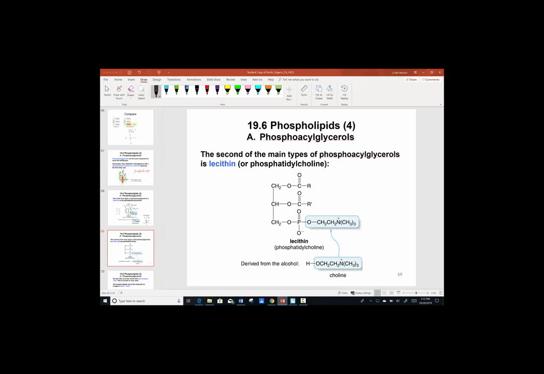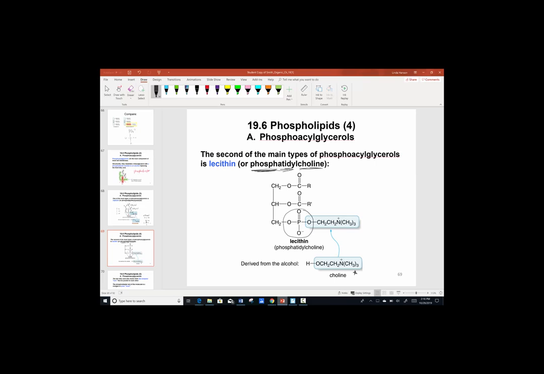Another type of phosphoacylglycerol is called lecithin. And again, it also has a long chemical name based on what its structure is, a phosphatide. And then again, notice we have the phosphate group. And then we see this part here saying it's atyl choline. Choline is this part of our molecule from the alcohol.